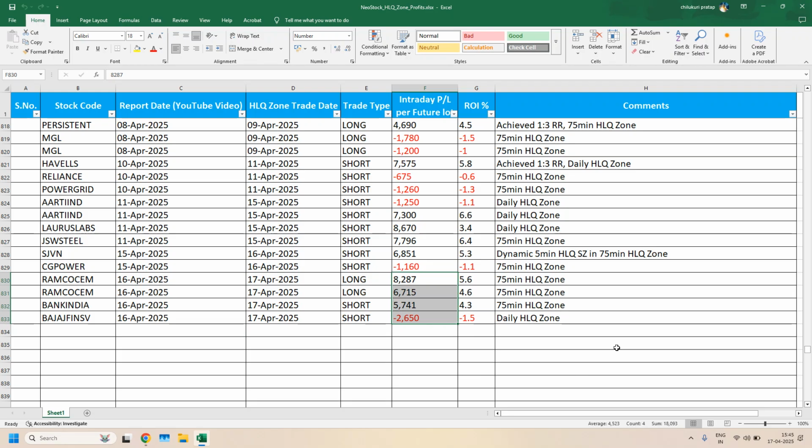On the same capital, and total ROI on the same capital, even after deducting this loss, you would have got a 13% return on the investment. Okay, so this is about all the trades we got.